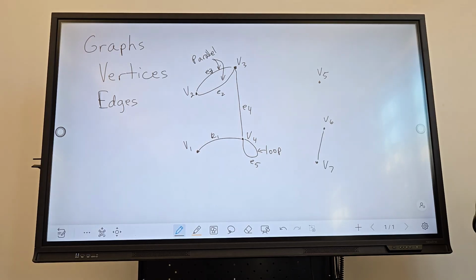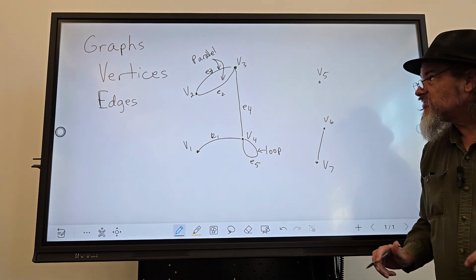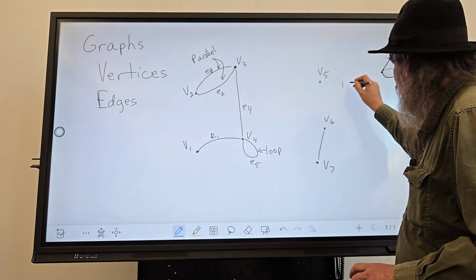And a vertex that is not connected to another by an edge is said to be isolated. So this one over here is isolated.